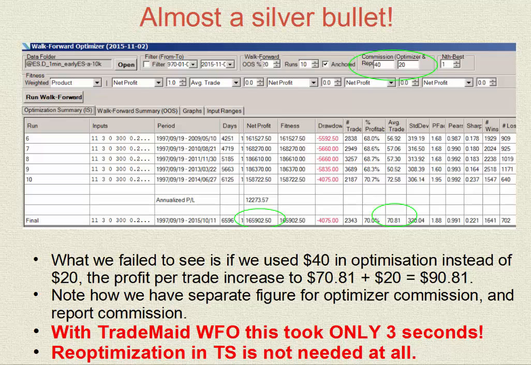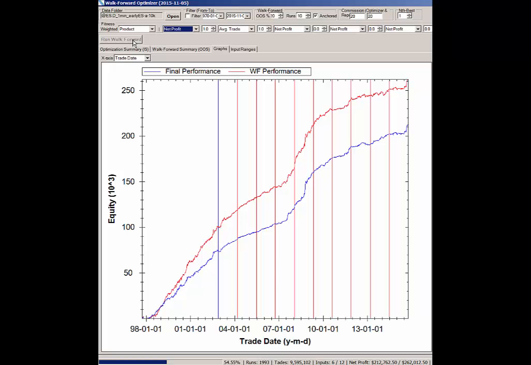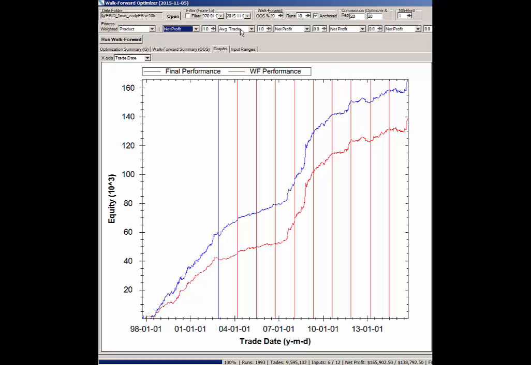But now watch this happen live in front of your eyes. We are starting off with equal weight on net profit and average trade. We now want to add $20 slippage and commission. Rather than hours of work for you and your CPU, just click the button. 3 seconds later, it's done. Let's say we want to internally use a value of $50 slippage and commission for fitness, but only $20 in the report. Click the button and it's done. Let's say we now want to change our slippage and commission to be $30. Click the button and it's done.